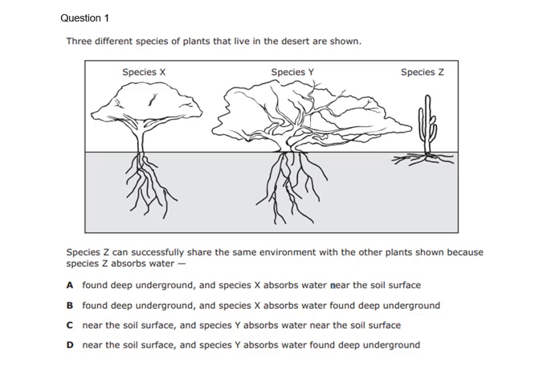Now we're going to take a moment to look at a couple of questions from the STAR test, the 8th grade STAR science test, and we're going to use some of the tools that we learned about when addressing multiple choice questions. So question 1 states that there are 3 different species of plants that live in the desert, and they're shown below. So you have species X, species Y, and then species Z. Species Z can successfully share the same environment with the other plants shown because species Z absorbs water.